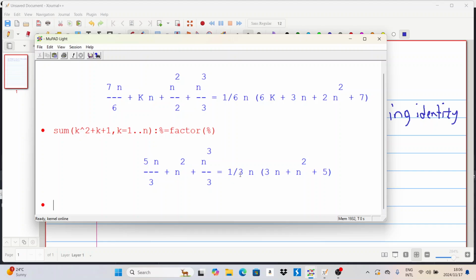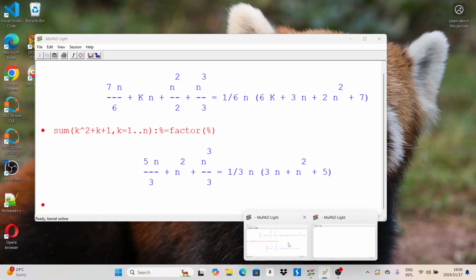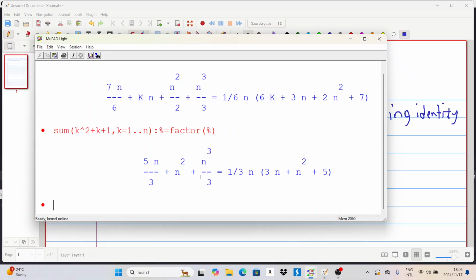Then the right hand side we have 1 over 3, which is n over 3, 3n plus n squared plus 5. So let's check. 1 over 3 n squared 3n plus 5, which gives us the correct summation. This is how you solve this problem. So now we've proved that the left hand side is equal to the right hand side, because it proves what? It proves the right hand side here. Now we've got the answer of the right hand side.